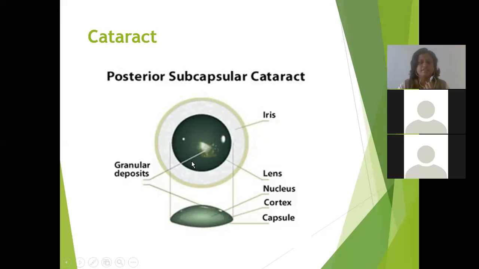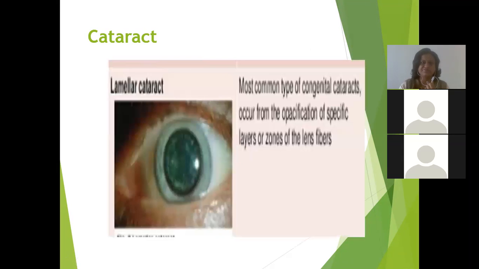So this is a diagram of a posterior subcapsular cataract. In that we can see the granular deposits in this cataract. This is the iris, this is the lens, and this is the deposition of granules. This one is the nucleus, cortex, and capsule. So in this posterior subcapsular cataract, granular deposition occurs.